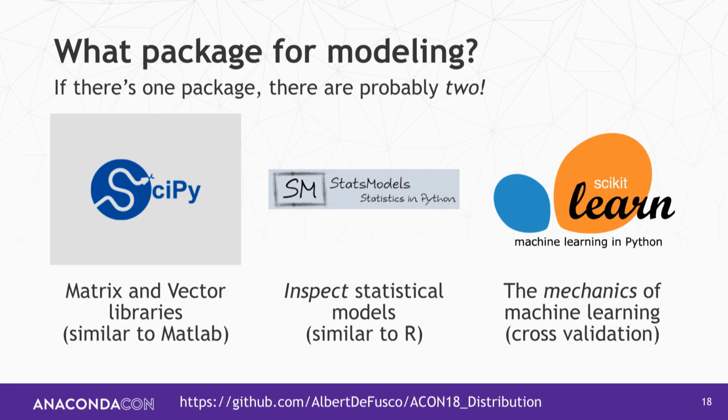But if I want to do it at the lowest level, I'll use SciPy. If I want to feel more like R and look at my p-values and my confidence intervals, I'll use statsmodels. If I want to do things like cross-validation and what I call the mechanics of machine learning and think about deploying my model in production, I'll use scikit-learn. And I know that because I went out to the web and did a little Google search. How do I do a linear regression? I came back with 3 packages. Now I have to make a choice.